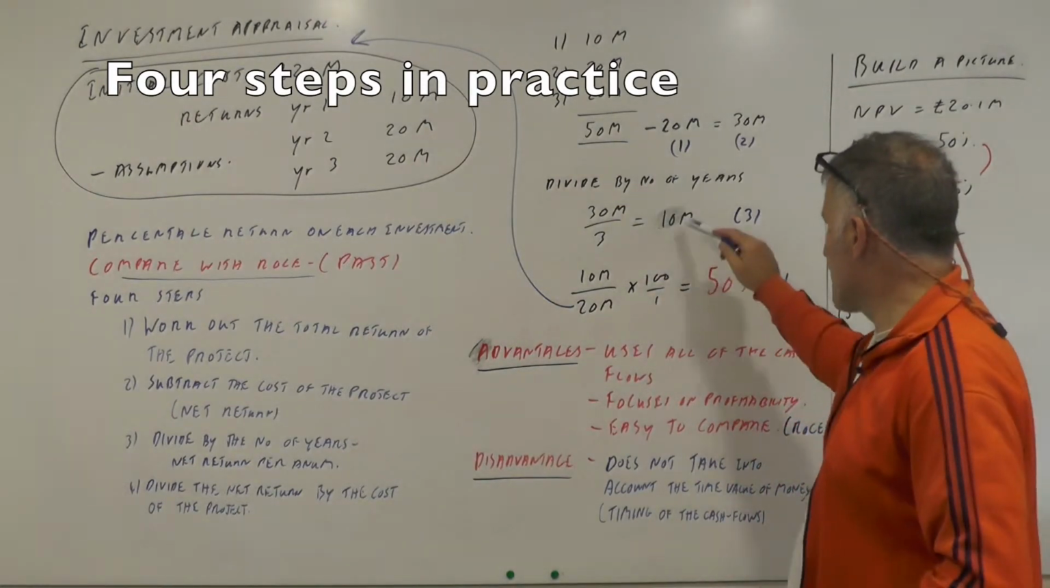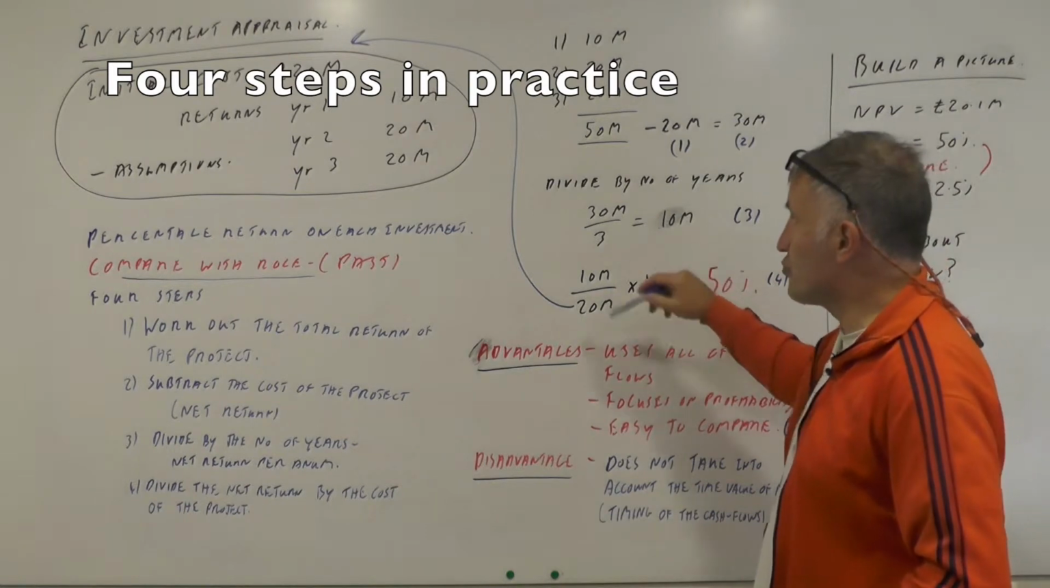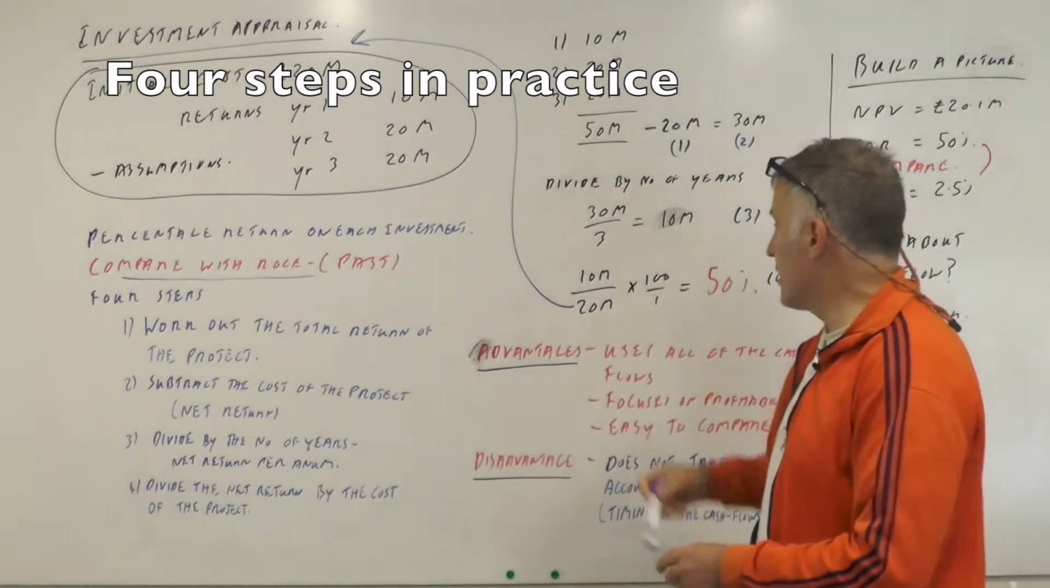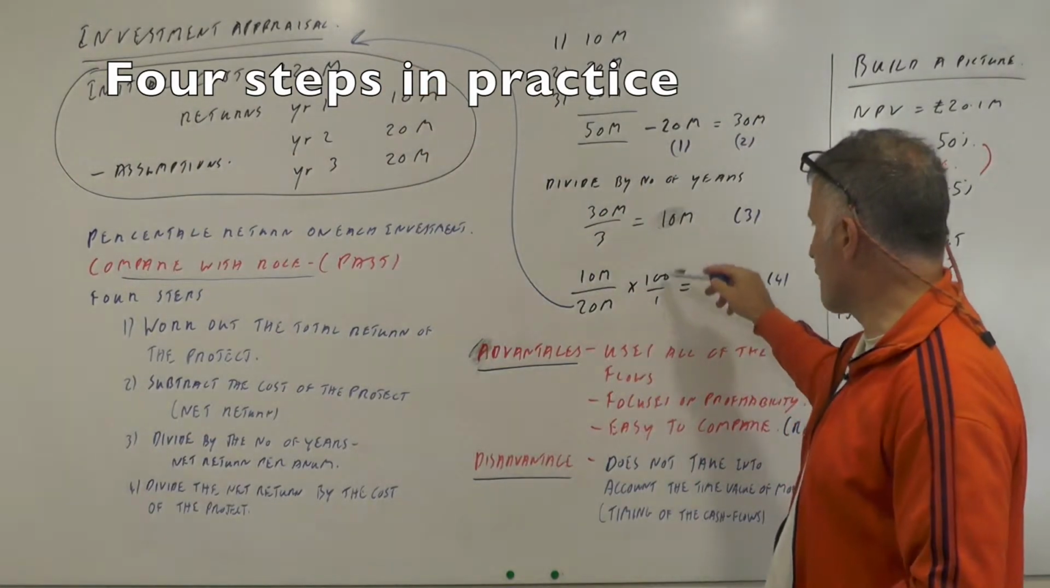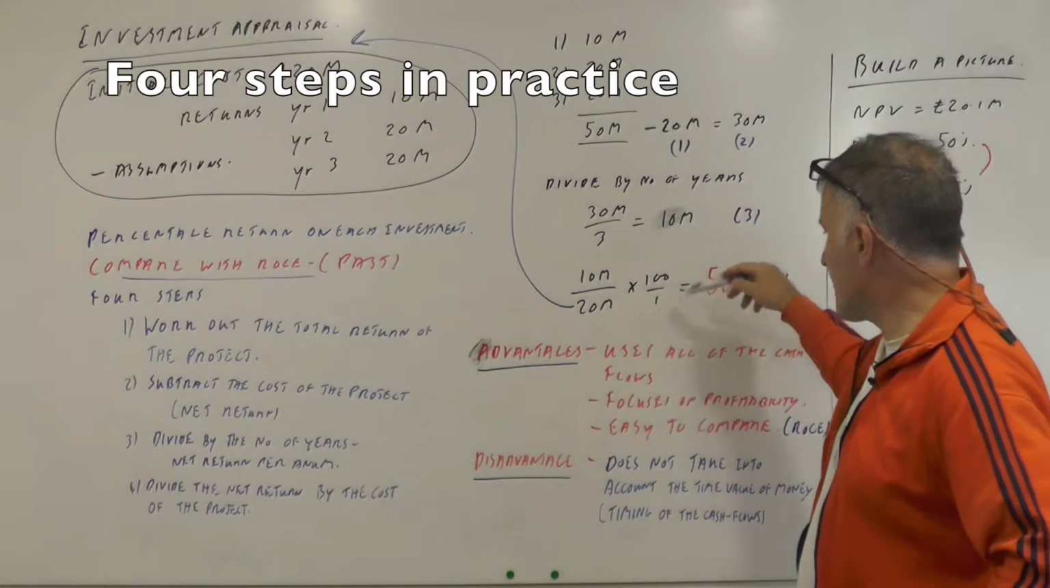And then finally we get the 10 million, and then we divide that by the initial cost, which happens to be 20 million here. Okay, then you do 10 divided by 20 times 100 over 1, and that comes out as 50%.